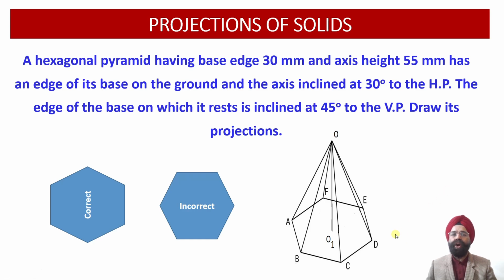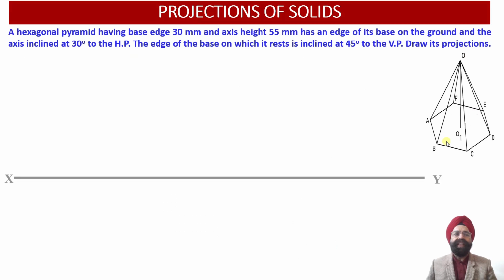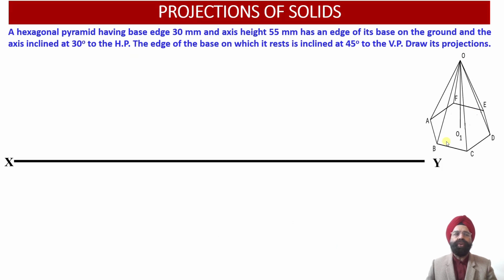So this becomes an oblique hexagonal pyramid which happens to be inclined with respect to the horizontal plane as well as with respect to the vertical plane. So we are required to obtain the orthographic projections of this oblique hexagonal pyramid. So let us first of all proceed with the construction of the orthographic top view and front view projections of the hexagonal pyramid which is standing upright and resting with its base onto the horizontal plane.